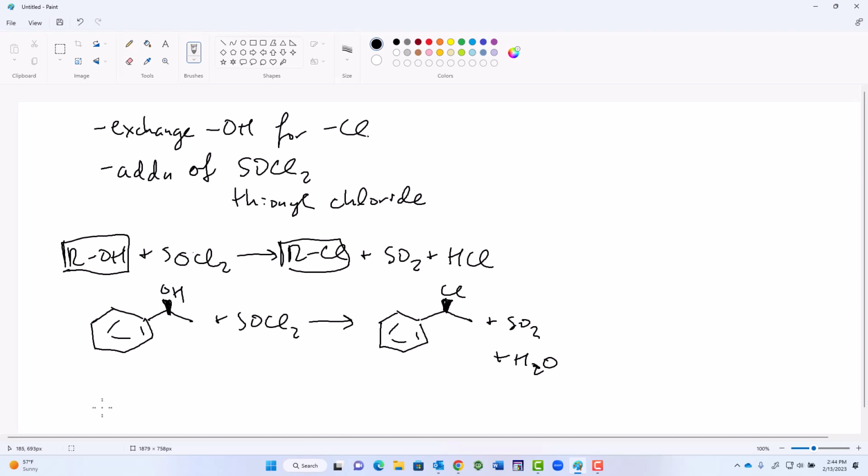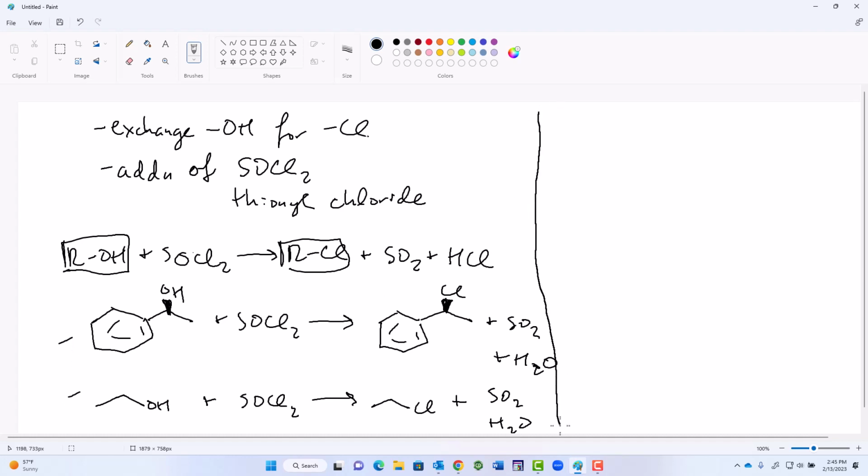The nice thing about thionyl chloride is it is also facile to do with primary and methyl alcohols. So while we saw that the previous method was slow with primary and methyl alcohols, this is just as easy with primary and methyl alcohols. So these would both go fairly well, even though this is a secondary and this is a primary alcohol. They would both go easily.